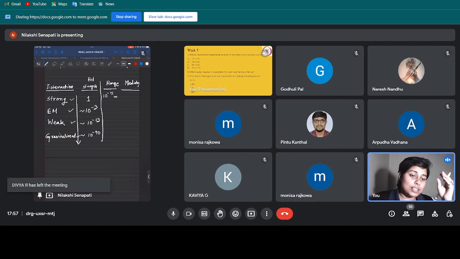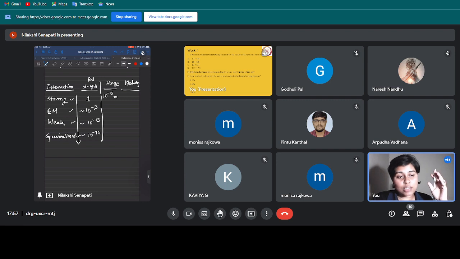Like a nucleus has a radius like r0 A to the power one third, where r0 is of some femtometer order. So you can visualize now that it has a range of 10 to the minus 15 meter. That means the strong force can only work inside a nucleus.